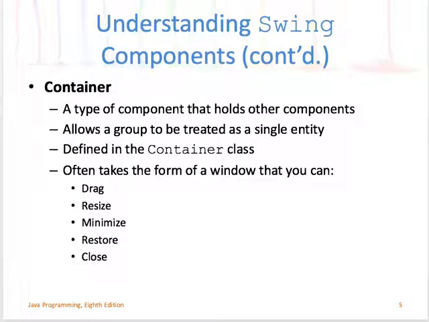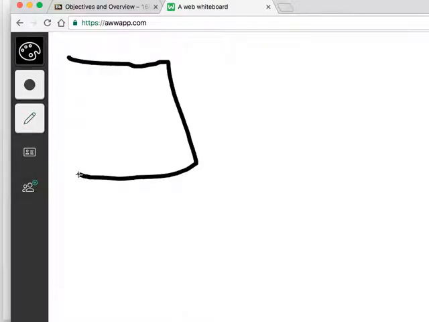So container, what is a container? It's a type of component that holds other components and allows a group to be treated as a single entity. Defined in a class, it often takes the form of a window that you can drag, resize, minimize, or restore. So with that in mind, I'm pulling up my sketch pad here. When we're talking about containers, let's think about if we draw a box, right? Not a perfect box. So this right here is a container, and it holds information.